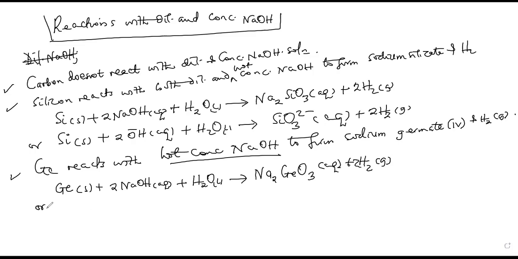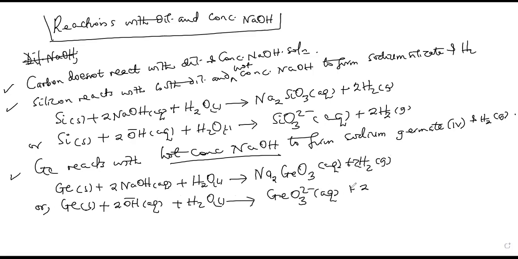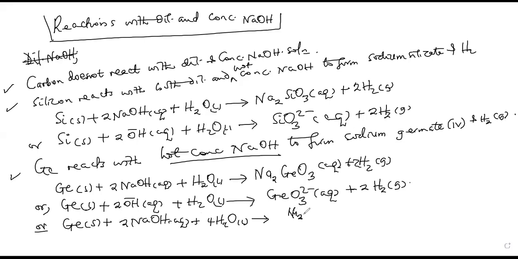How do we write an ionic equation? You have germanium solid plus hydroxide aqueous plus water. We shall form germanate 4 plus hydrogen gas. Or you can write germanium solid plus sodium hydroxide, excess water. Here I've used 4 molecules of water, and still we form sodium germanate and hydrogen.